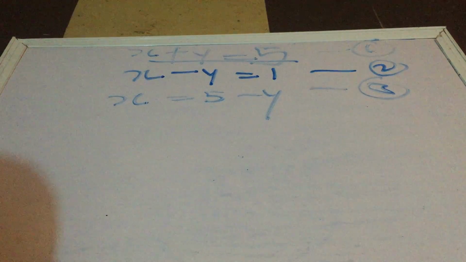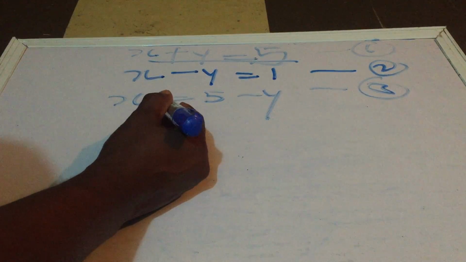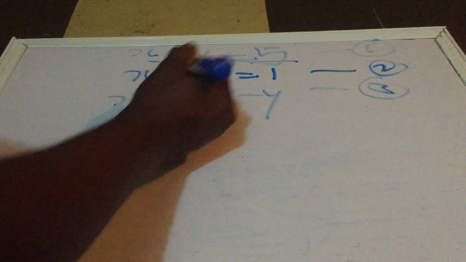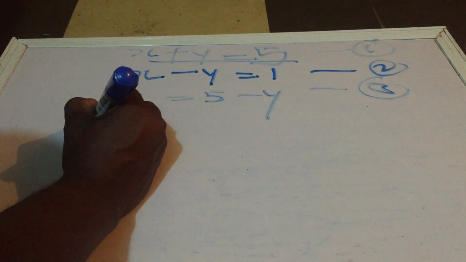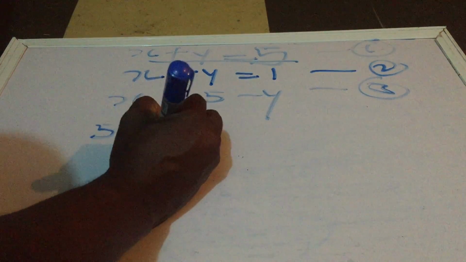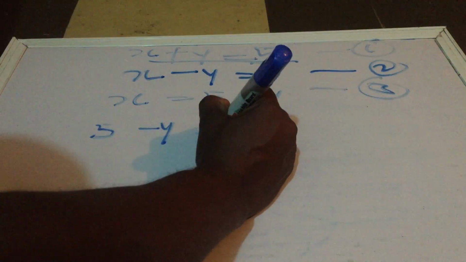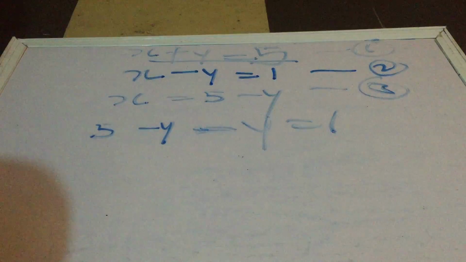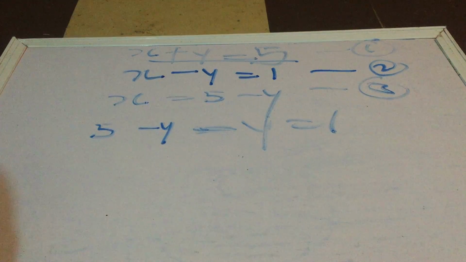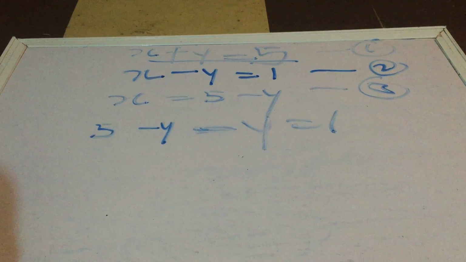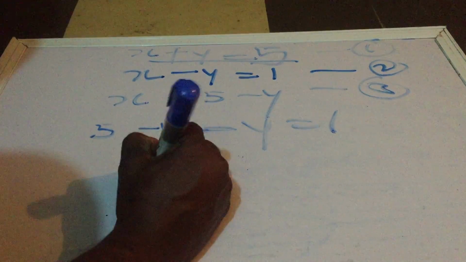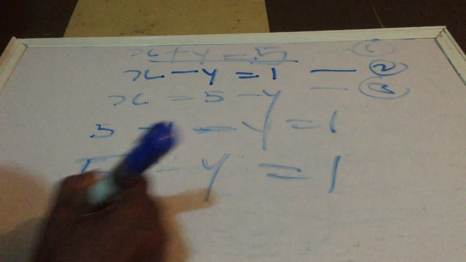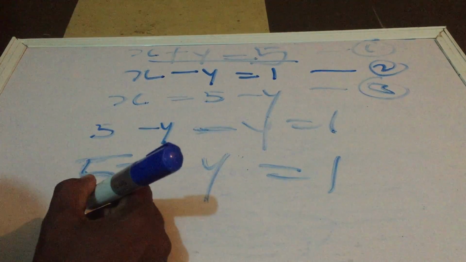Now, I will substitute x equals 5 minus y into the second equation by saying 5 minus y minus y is equal to 1. Minus y minus y is minus 2y. So 5 minus 2y is equal to 1. Then, continue.